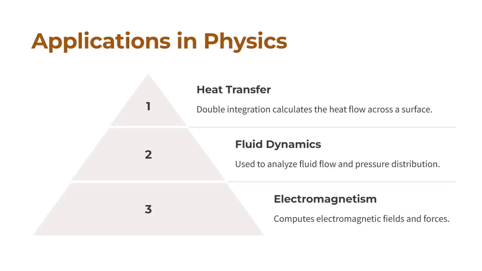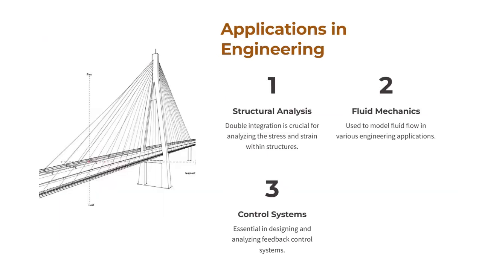Certain main applications of double integration in physics is that it helps to calculate the heat flow across a surface. It is used to analyze fluid flow and pressure distribution, and it also aids in computing electromagnetic fields and forces. The three main applications of double integration in engineering is that it helps in structural analysis, fluid mechanics, and also it is very helpful in control systems.